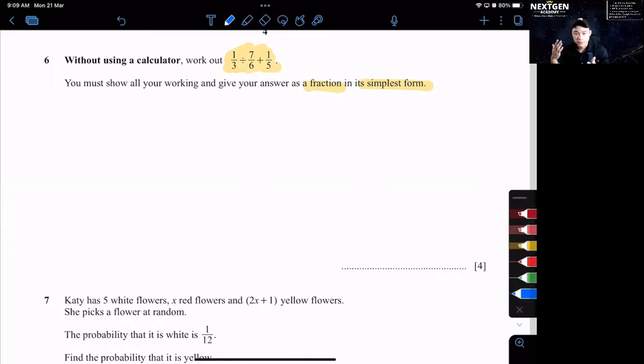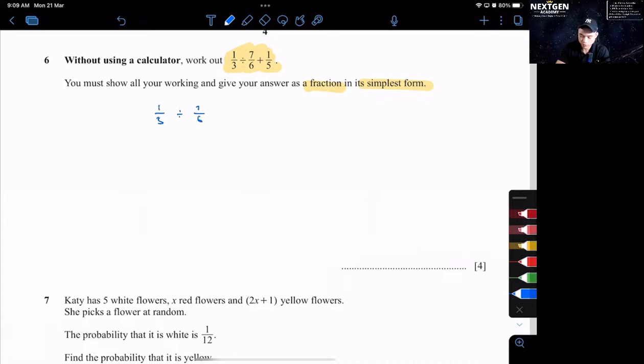They often ask you this question, so make sure you show all your working. It's a 4-mark question. The marks all come from the working. If you jump straight to the final answer, most likely, depending on the marker, you won't get any marks, because the marker will know that you used the calculator. So let's see how we do this.